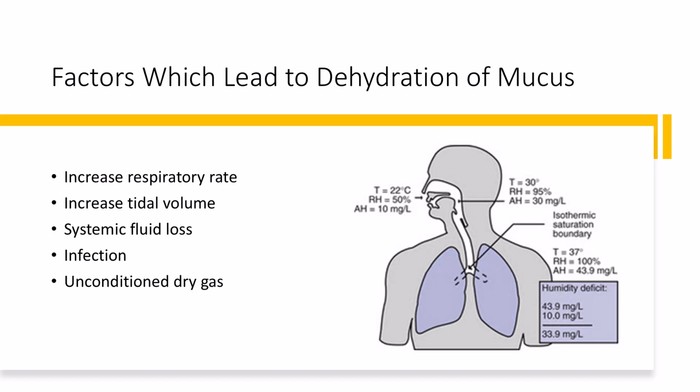Inadequate fluid intake or excessive fluid loss, such as occurs with fever, sweating, or diarrhea, reduces the body's overall hydration status. Reduced systemic hydration can lead to less water available for mucus production, resulting in thicker mucus. With age, the respiratory epithelium may become less efficient at producing and maintaining hydrated mucus. Older individuals are more prone to thickened mucus and impaired clearance.